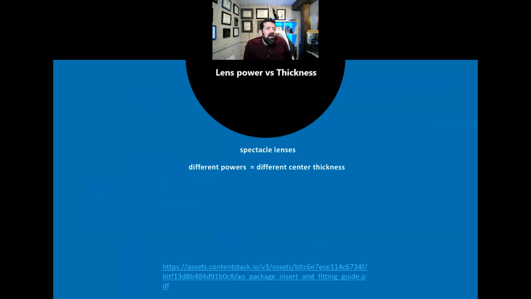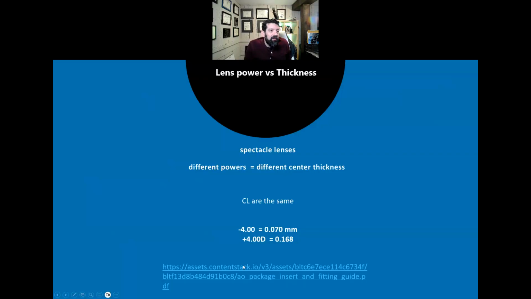Now, one other thing I would point out: spectacle lenses, different powers will result in different thicknesses. So you would imagine a -1 sphere in a spectacle lens, say in CR39, as opposed to a +9, that +9 is going to be profoundly thicker. Well, the same thing happens with contact lenses. So for example, this is an AccuView Oasis. The link is on the bottom, but if you had a -4, it's 0.07 millimeters. But if I had a +4, it's 0.168. It's more than twice as thick.